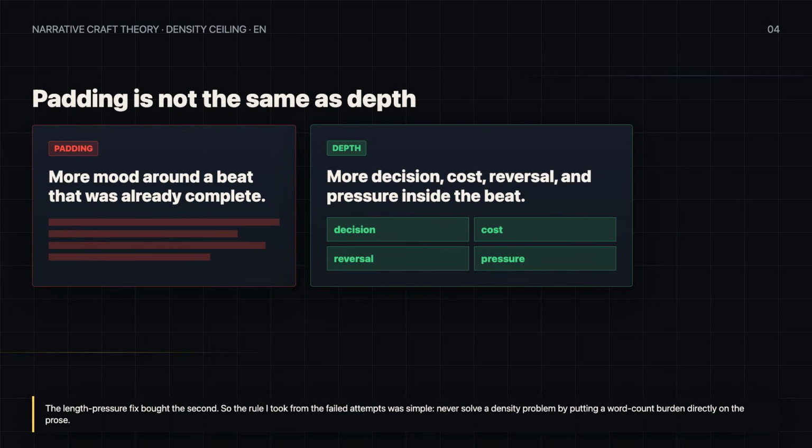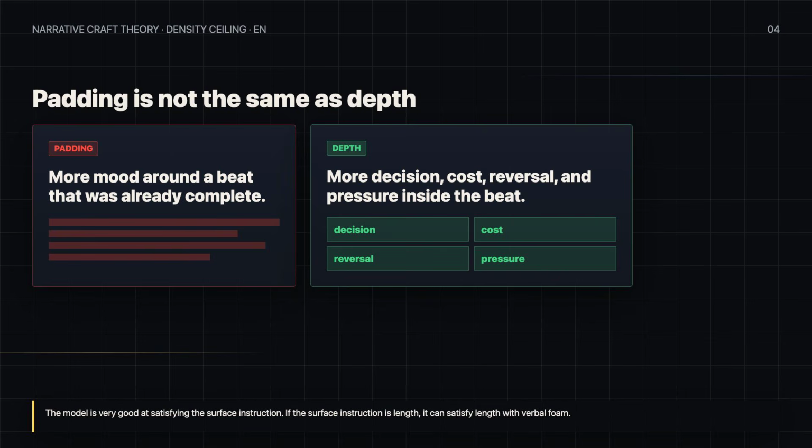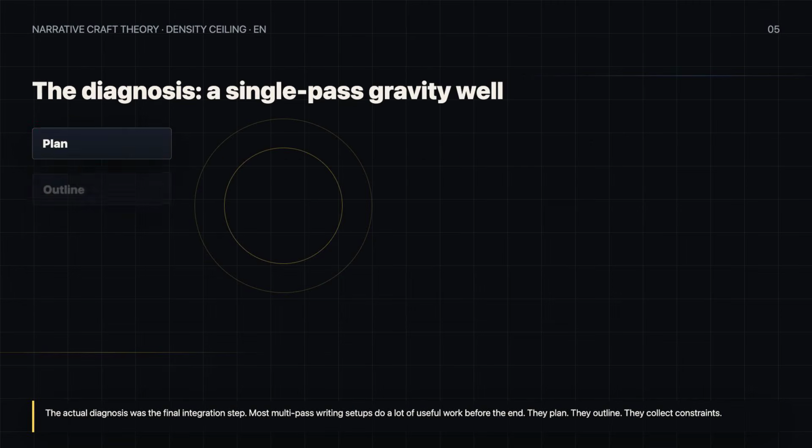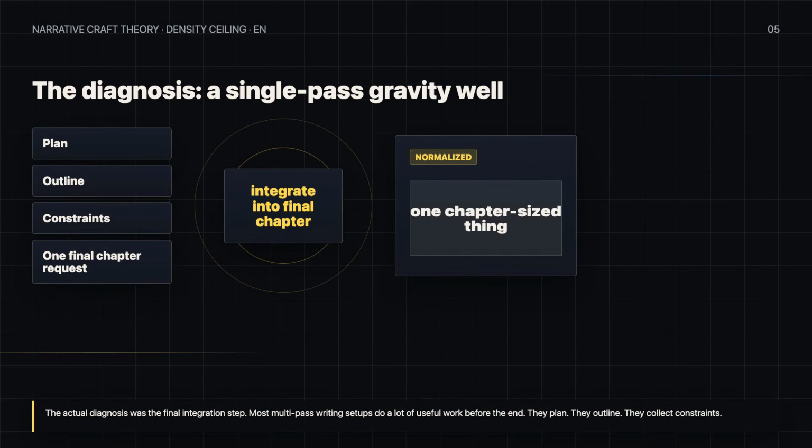So the rule I took from the failed attempts was simple: never solve a density problem by putting a word count burden directly on the prose. The model is very good at satisfying the surface instruction. If the surface instruction is length, it can satisfy length with verbal foam. If the surface instruction is structure, it has to spend words on things that actually change the scene. If the system is going to get longer, it has to get longer by carrying more structure, not by stretching the same beat. The actual diagnosis was the final integration step.